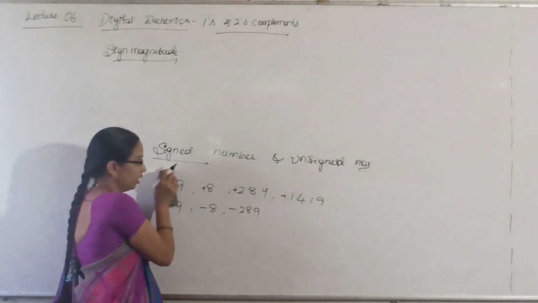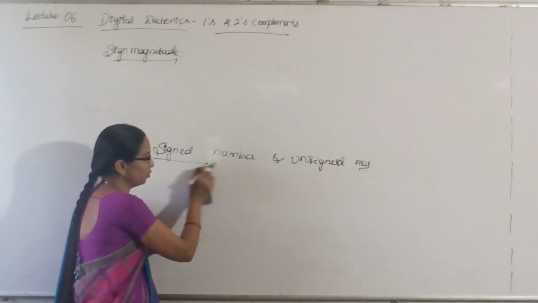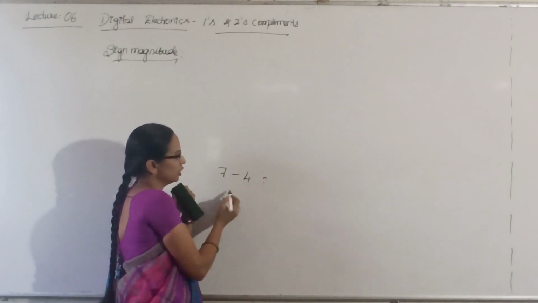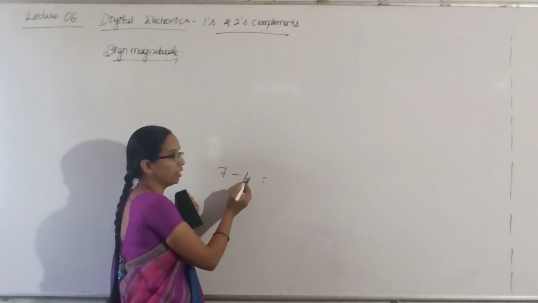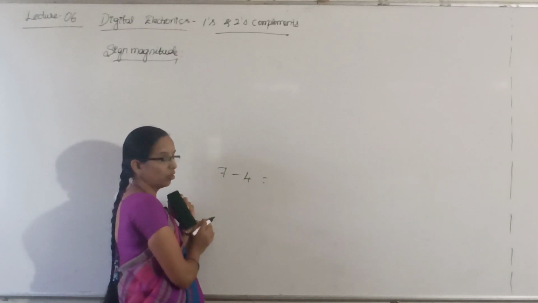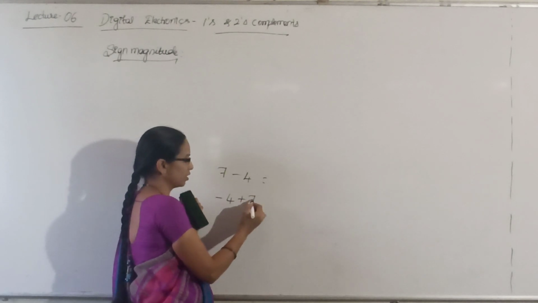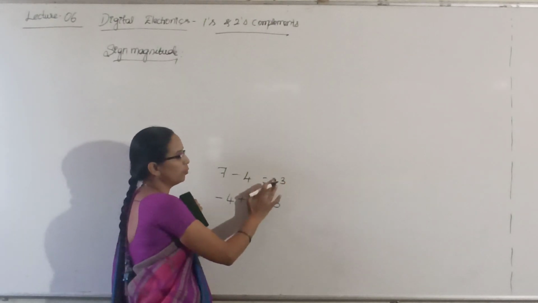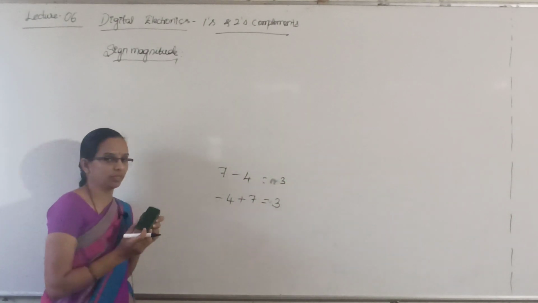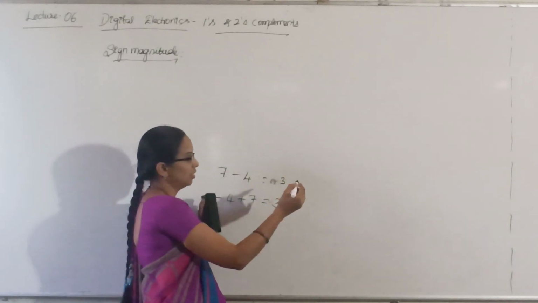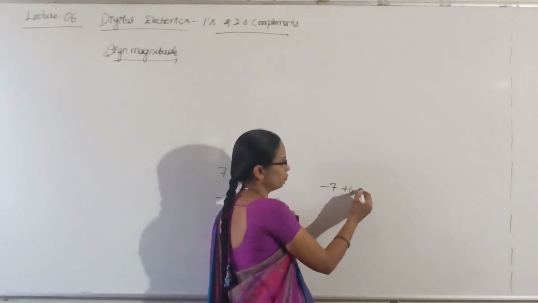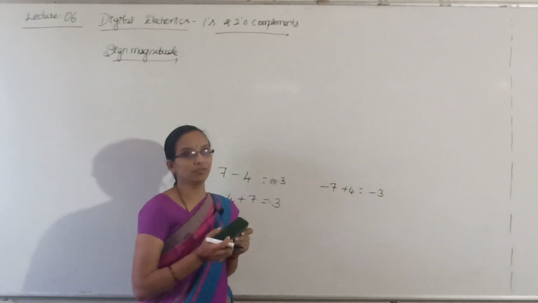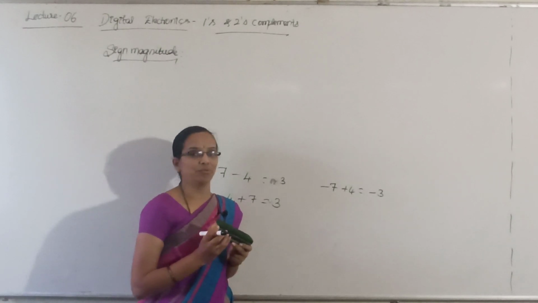So if they give 7 minus 4, you know this is a subtraction. If it is -4 plus 7, then what will be the answer? It will be +3, but you don't put plus, you will just say 3. If it is -7 plus 4, what will you do? You will put -3, right? You will not just put 3. Even though the difference is the same, the sign is different.